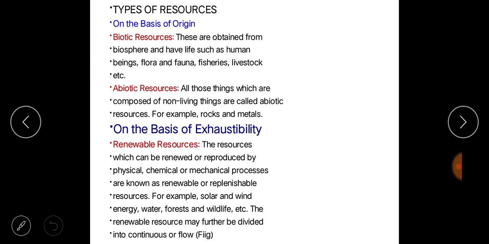Okay, now on the basis of exhaustibility, whether they are exhaustible or not, we can divide the resources as renewable and non-renewable. Renewable are those resources which can be renewed or reproduced by physical, chemical, mechanical processes, and which can be replenished once exhausted.